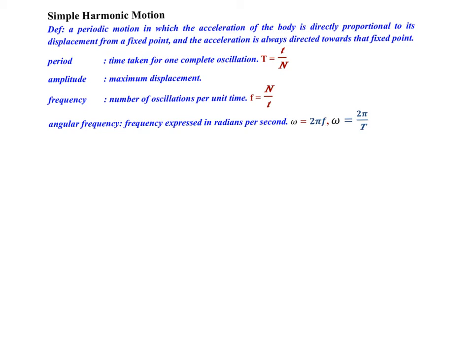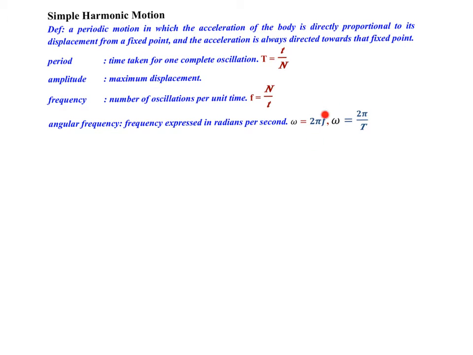Now, recognize that one complete oscillation is equivalent to one complete revolution, because when you complete one oscillation, you are starting from a point and coming back to the same point. It's the same as starting from a point, going one round and coming back to the same point. So we can call it an equivalent. Which means one oscillation is equivalent to one revolution, which in terms of radians is 2 pi radians. So in other words, every oscillation is equivalent to 2 pi radians.